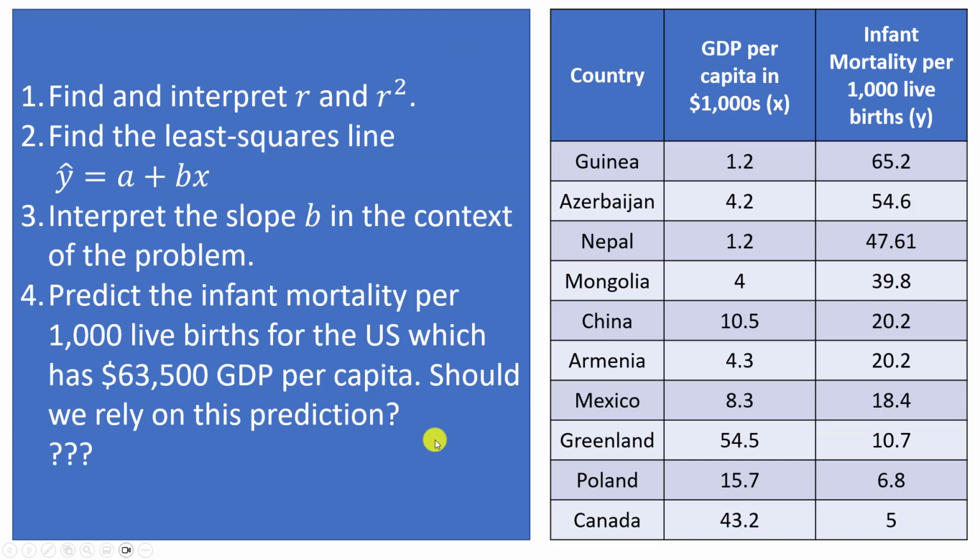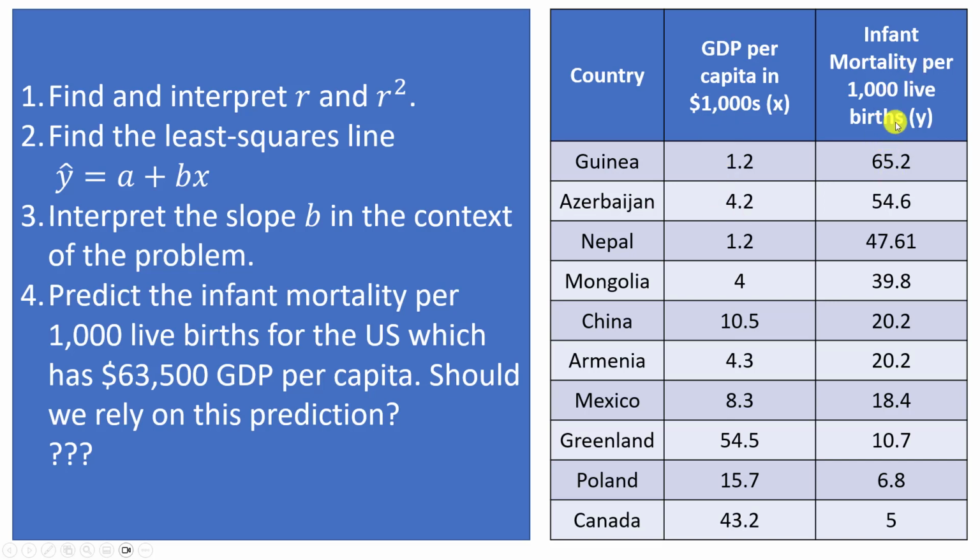All right, we got one more problem to talk about here, and this is another one for you to try. I will go over most of the answers here, but I want you to pause the video and try as much as you can. So here we have some actual data related to a number of different countries, and we have the GDP per capita in thousands of dollars, as well as the infant mortality per 1,000 live births.